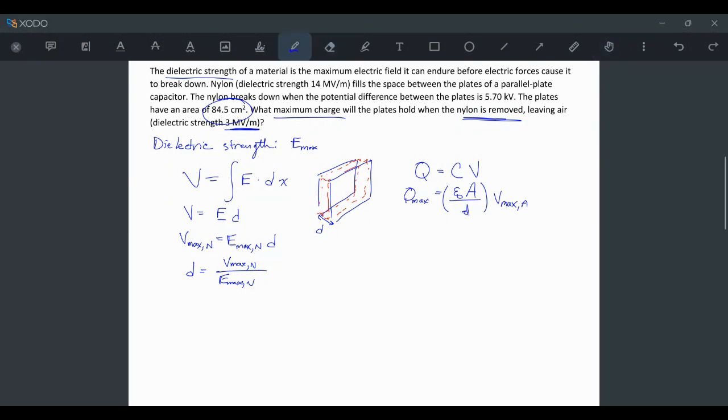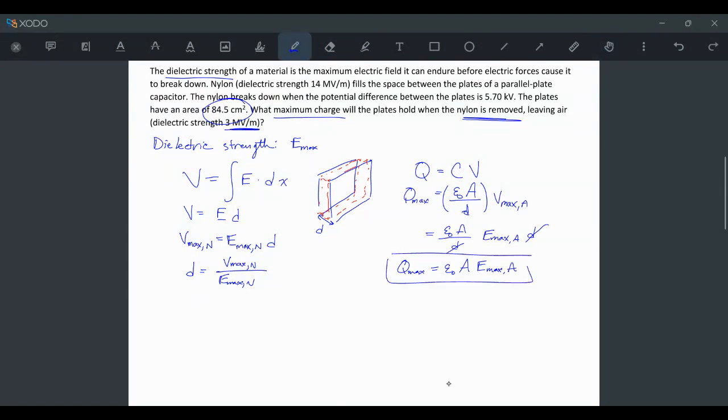The one thing you come to realize is that if we work with this for a little bit, the second term, the maximum voltage, can be related to the dielectric strength, which is actually a number that we have. So V is equal to E times D. These two D's cross off, and now we can just figure out what the maximum charge is. We have a constant, the permittivity of free space. We have the area, which we were given, 84.5 centimeters squared. And we have the dielectric strength of air.